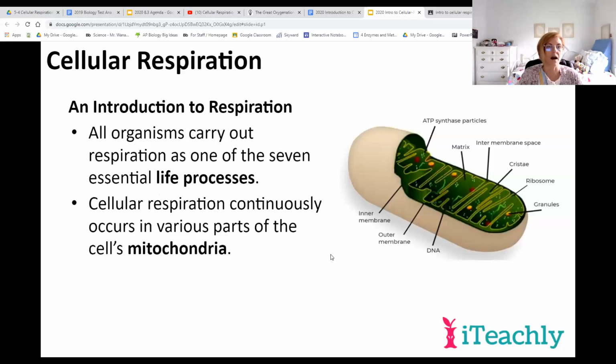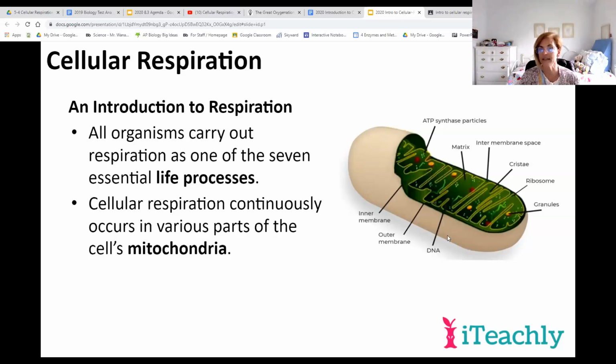So all organisms carry out a number of life processes. You'll remember in chapter 1, we talked about characteristics of life. They're made of cells, they're organized, they reproduce, they respond to stimuli, they utilize energy, they evolve. I feel like I'm missing one or two. Anyways, talking about those life processes, one of them is utilization of energy, right? And so cellular respiration plays a big role in that utilization of energy.